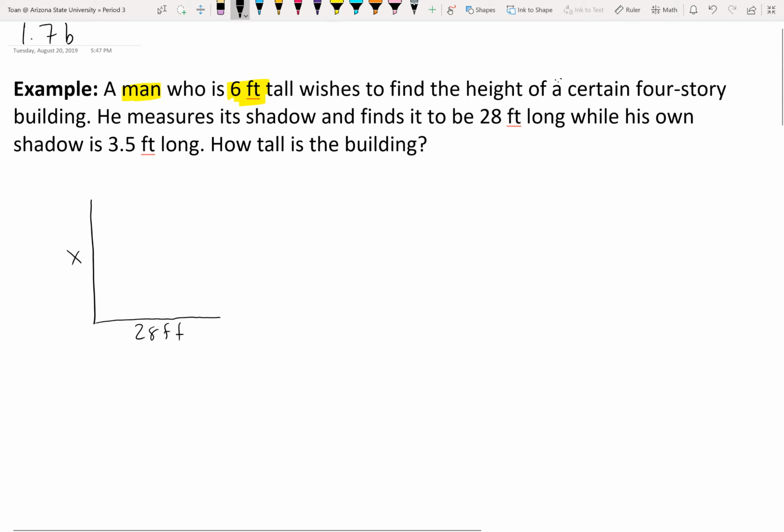So I need to draw a person. So here's my human being. There you go. And he also has a shadow of 3.5. And this is 6. Right.